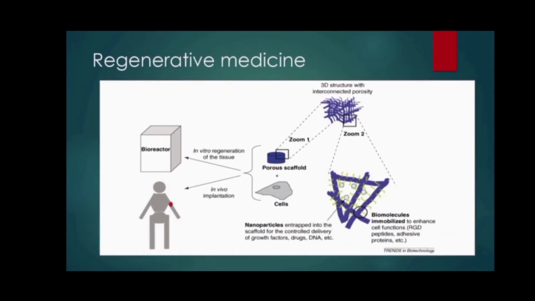The first thing we'll be looking at is regenerative medicine. Basically, regenerative medicine is to develop methods to grow, repair, or replace damaged cells, organs and tissues. The main advantage of nanotechnology in regenerative medicine is in tissue engineering. As you can see from the picture, the porous scaffold can be used as an extra tissue to be added on the human body. It can be in vitro regenerating or in vivo implantation in the human body.